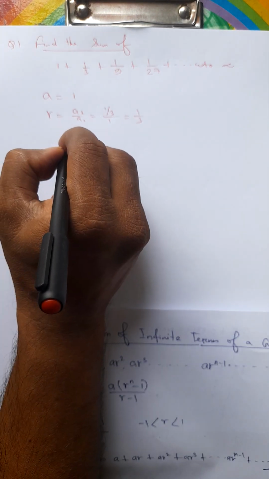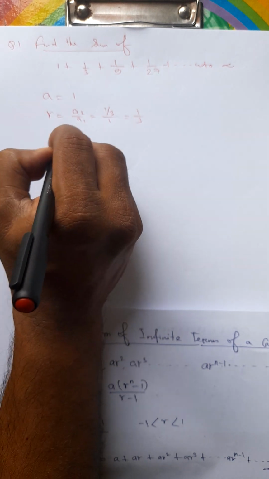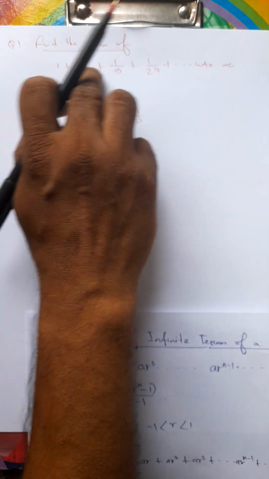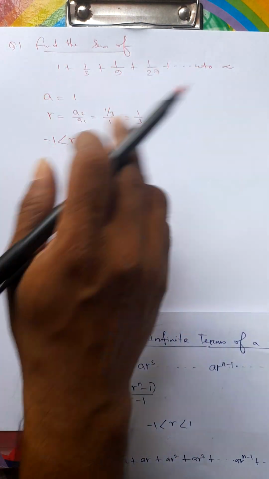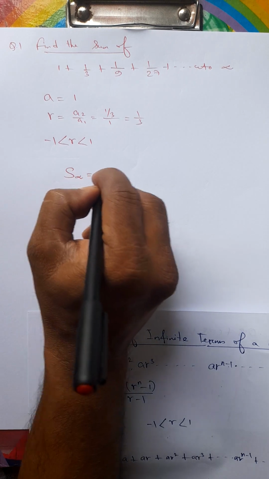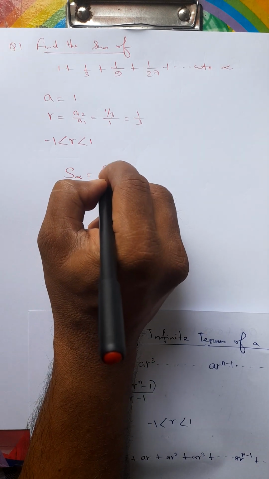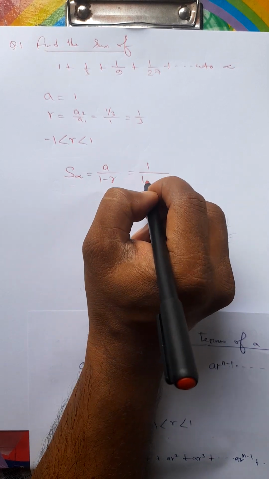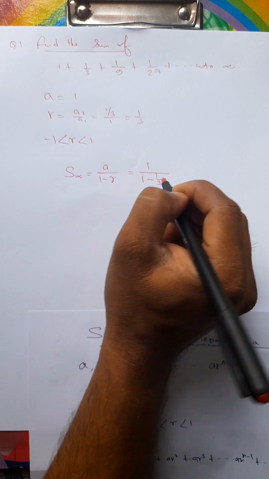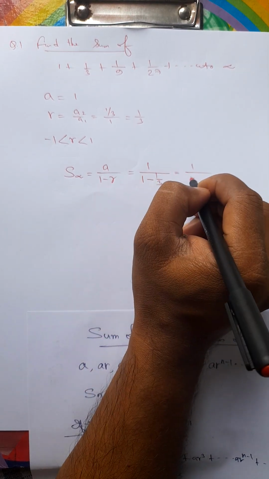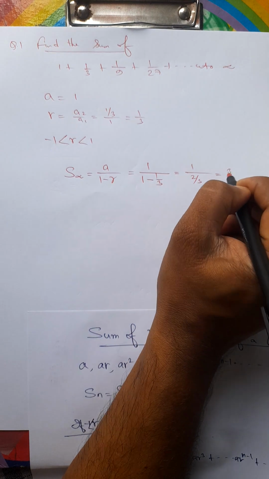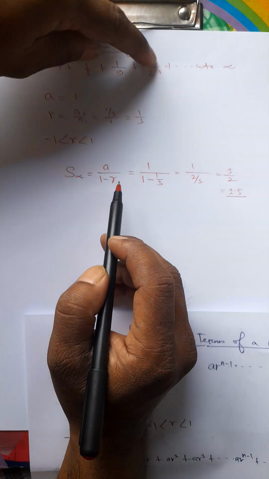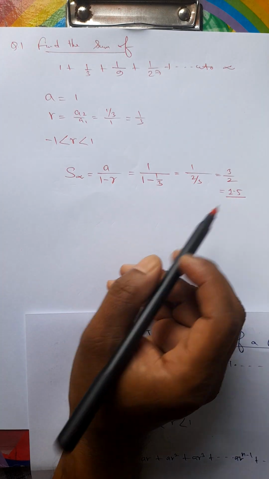So you find that r lies in between -1 and 1. r is less than 1, right? And you have to find the sum of the infinite numbers of terms of this series. So S infinity equal to, you remember the formula, a divided by 1 minus r. Here a means 1, 1 minus r, r means 1 by 3. So it is 1 divided by 2 by 3, that is 3 by 2, or it is 1.5. So the sum of infinite number of terms of this series equals 1.5.